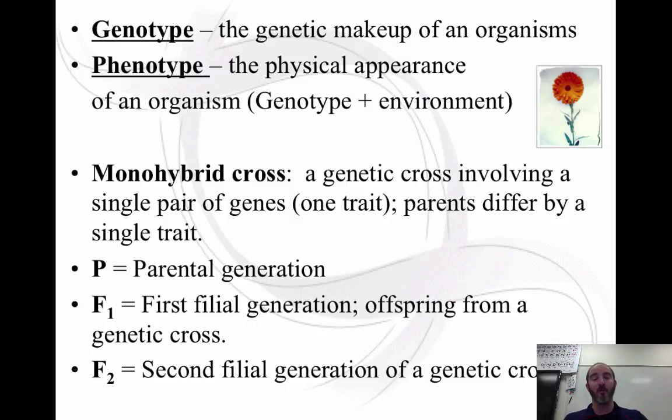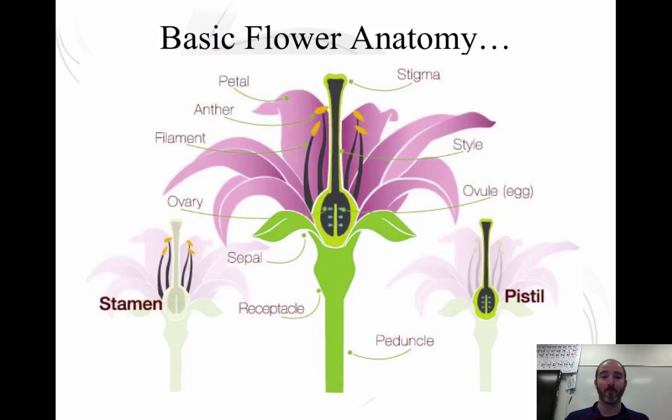The offspring from that would be your F1 or first filial generation, and then the second filial generation would be the cross of F1. And then as far as basic flower anatomy, you really need to understand where Mendel was pulling the pollen and depositing it from.